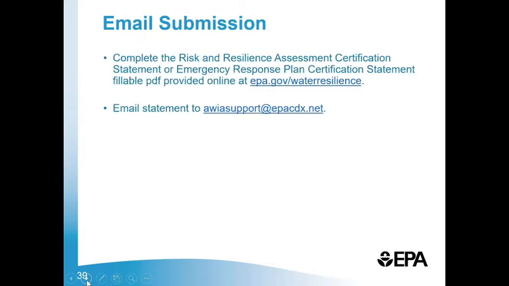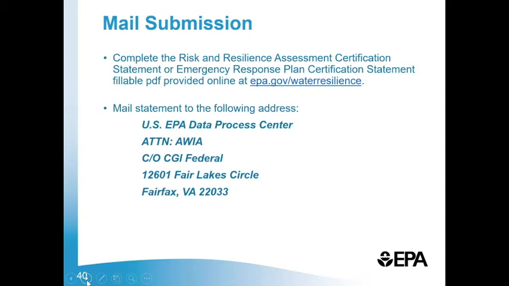There's also an email submission option. So we have created certification statements for both the risk and resilience assessment and the emergency response plan. The certification statements that we have developed for you, all you will need to do is to download them. They're fillable PDFs. You'll fill out the PDF, and then you can email it. And again, we're going to provide you the links to this information. And then finally, those same certification statements, you're also going to download, and you can mail that information as well.